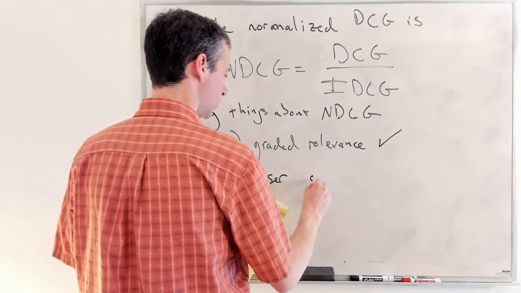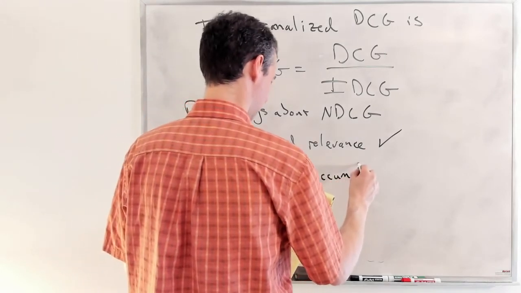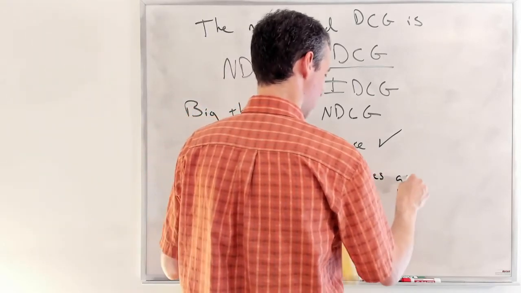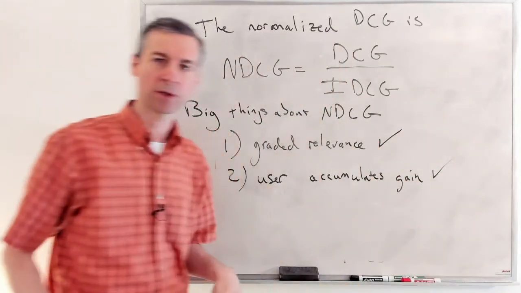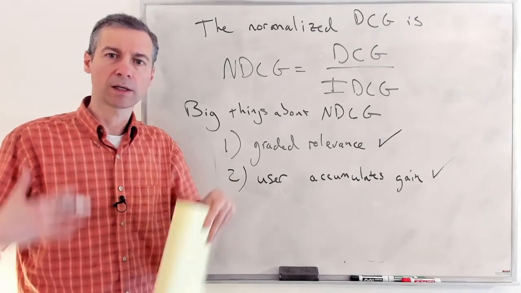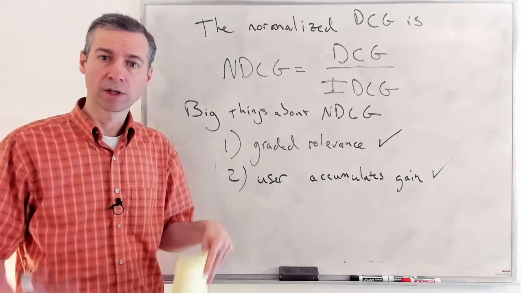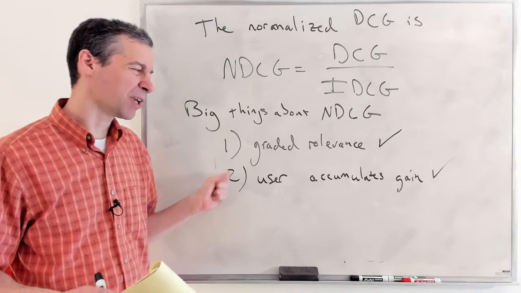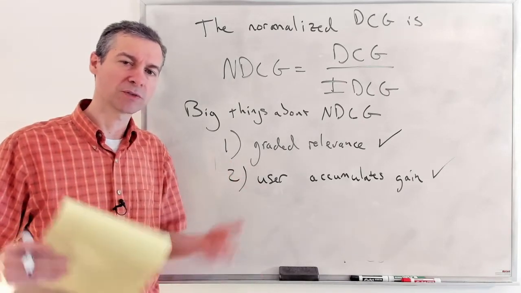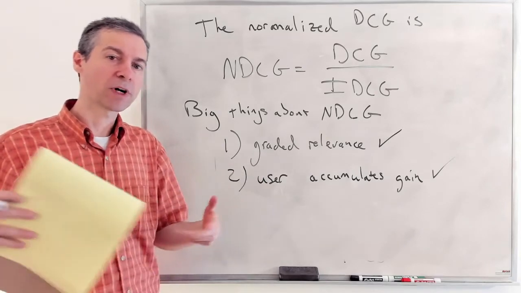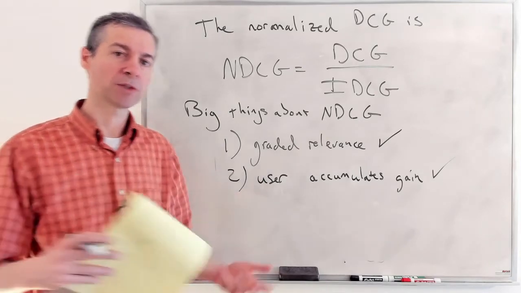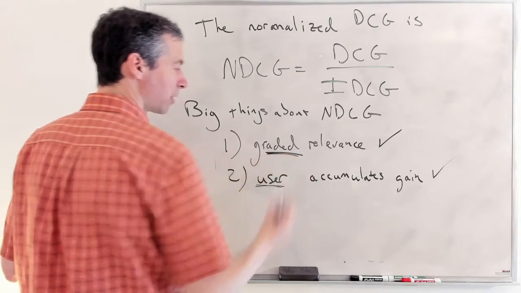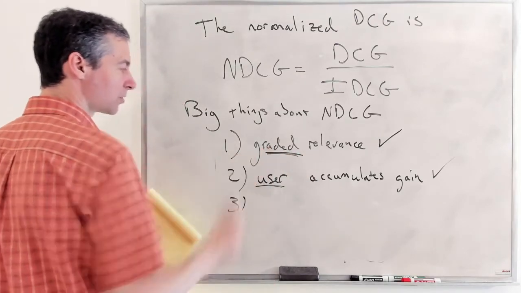Super important. The user accumulates gain, which is a notion of user behavior. As I use the system, value accrues to me if I'm finding relevant material. That's reflective often of real systems as well. And it's a measure that's similar to the notion of just how many relevant documents I'm finding, but it's trying to give more value to finding better documents versus lower quality documents. And so again, I like the fact that it's based upon the user. This is based upon our notions of what users actually value.